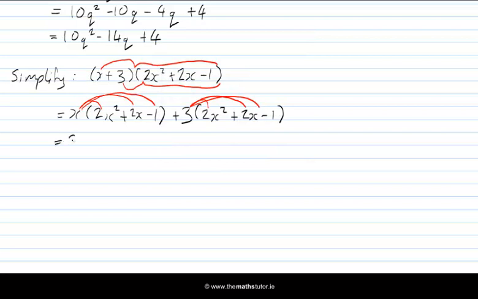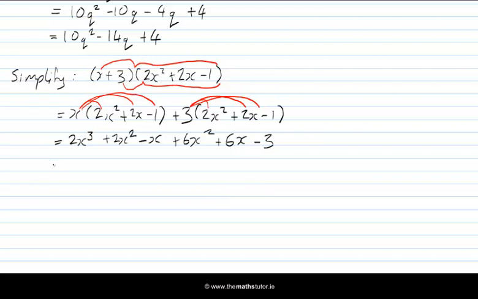So that gets us 2x cubed. Remember, we have an x squared times another x, so that gets x cubed, and the 2 is still there. And we have 2x squared, because we have an x in that is 2x, and that's multiplied by another x, so it's 2x squared, and minus an x, the minus 1 times the x. From this bracket, we have the plus 6x squared, that's the 3 by 2 and the x squared. Then the 3 by 2x is 6x, and the 3 by minus 1 is minus 3.